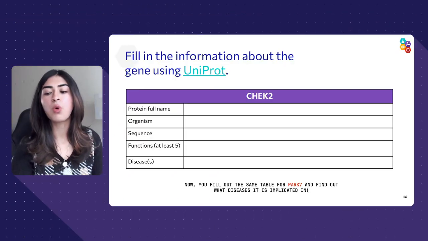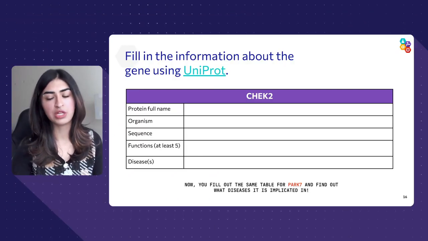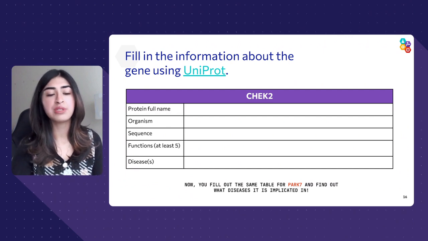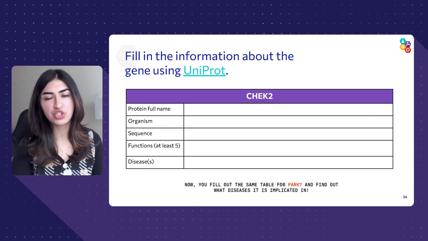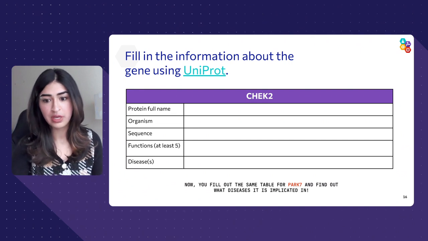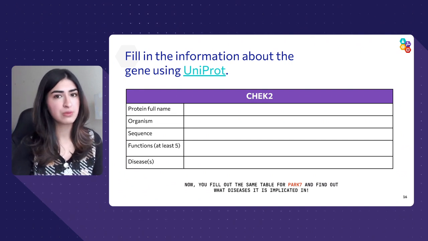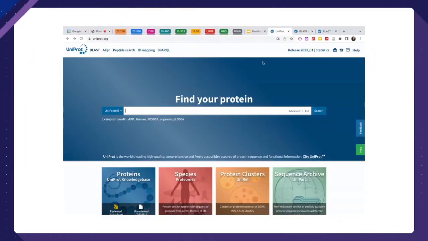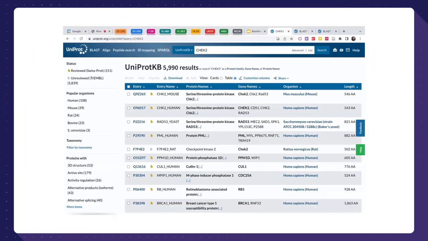Here, I'm going to give you a walkthrough on how to use one of these biological databases called UniProt, and I'm going to show you how to fill out this table of information for another gene called CHEK2. And then you're going to use the same principles in order to do your own search about PARC7. So now I've switched over to the UniProt database. Here, we're going to type in our protein, CHEK2.